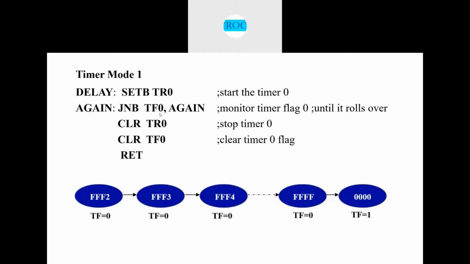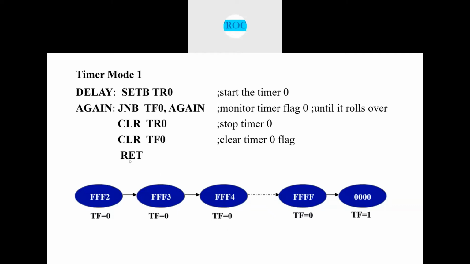And once the overflow flag is set, what will happen? It will come out of this loop. It will no more execute the JNB instruction. It will come out of the loop, and here it will clear TR0. What do you mean by TR0 here? It will stop timer 0. And again clear TF0. You're making sure that this flag is reset to 0, so that if it is a continuous program, the flag is again 0. Again you have return there.